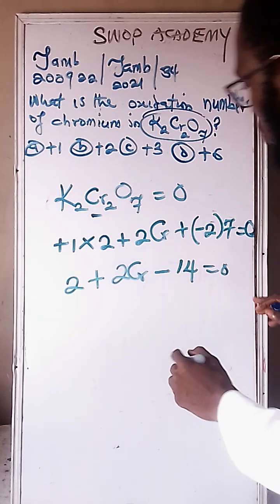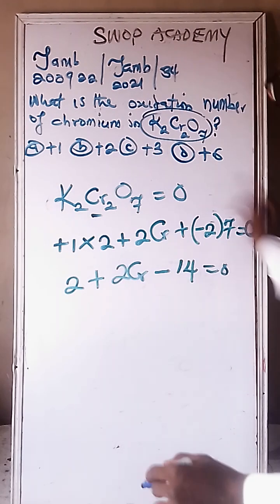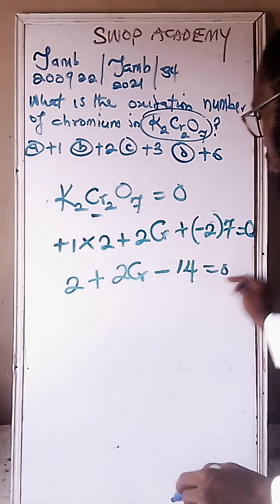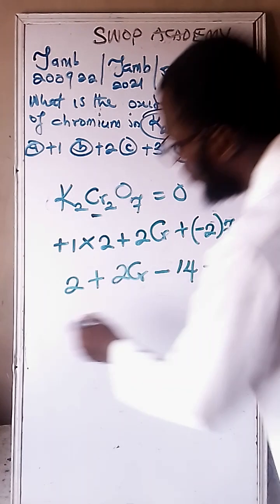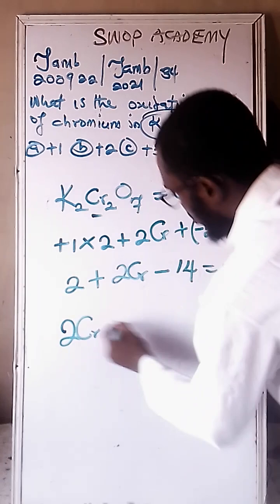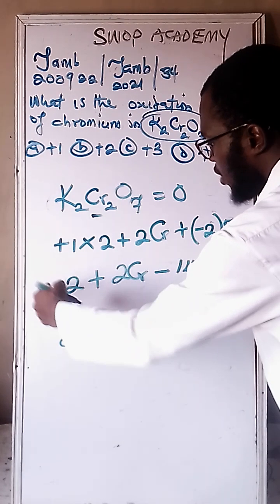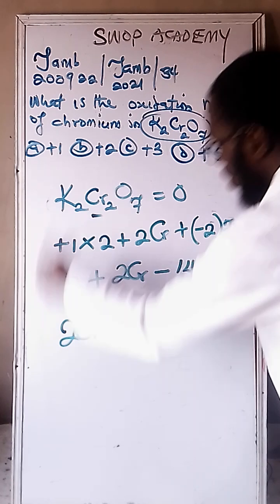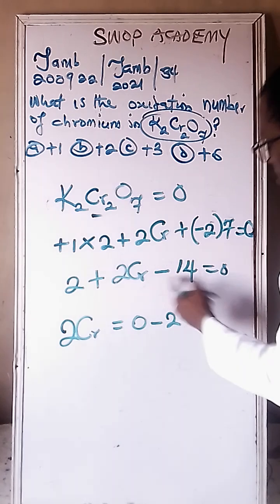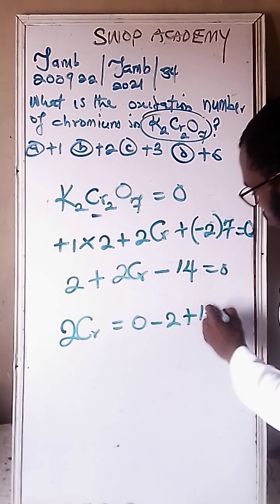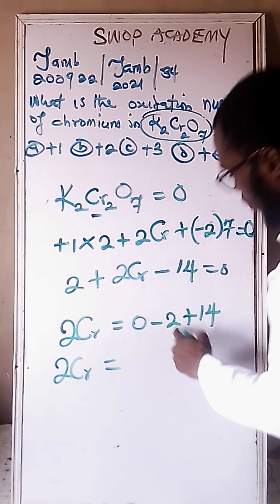Now, the next thing to do is to collect the items. This is a number, you bring it to this side and meet this 0, which is also a number. And the number with alphabet, you leave alone. It will now be 2Cr. Here we are having 0. This is plus 2. Any number standing like this with no sign, it is plus. When it crosses the equality sign, it will change to -2. Then this is -14; when it crosses, it will be +14. All will now be 2Cr equals 0 minus 2, which is -2.